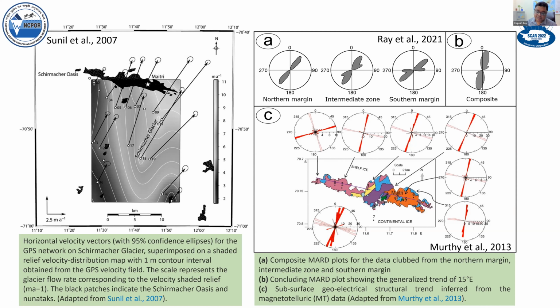Although the bulk of the striations are in the north-northeast direction, which is in concurrence with the present movement of the continental ice sheet as demonstrated by the GPS data of Sunil et al. 2007 and the subsurface data of Murthy et al. 2013. So in a nutshell, we can say that the primary orientation of the valleys in the Schirmacher Oasis is guided by the structure of the country rock and the major deformations.